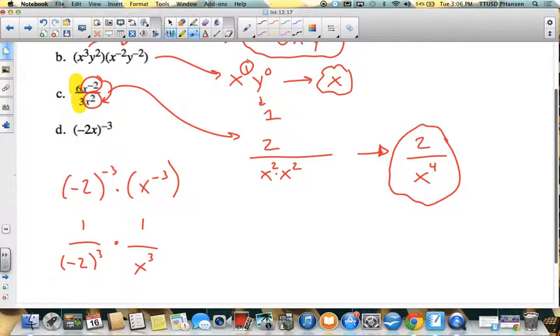I change those from negative exponents to positive exponents and move them to the denominator, or the other part of the fraction. And now I'm multiplying numerator times numerator, so 1 times 1 is 1. -2 to the third is like -2 times -2 times -2, which is -8, x to the third, for a final answer.